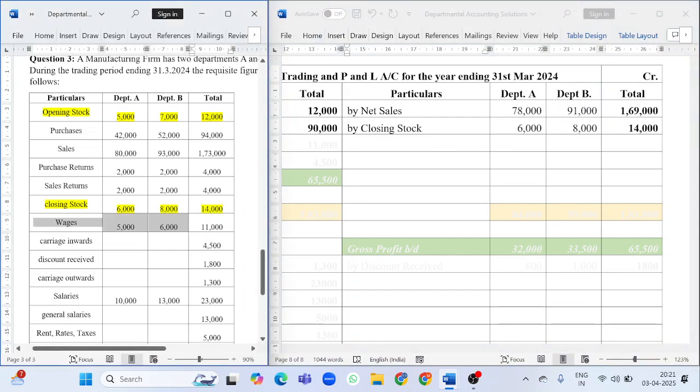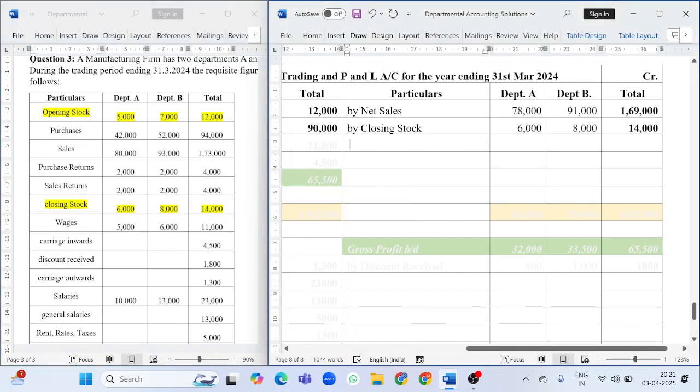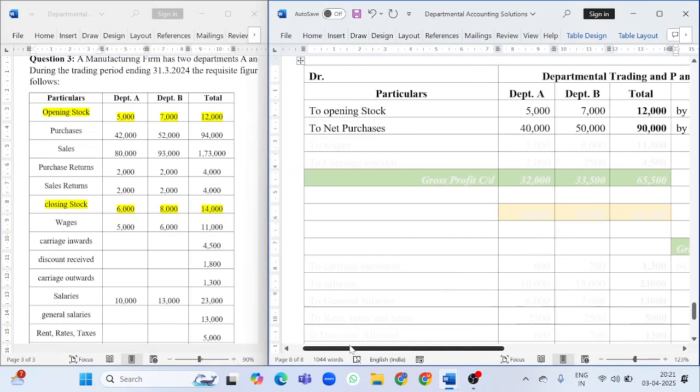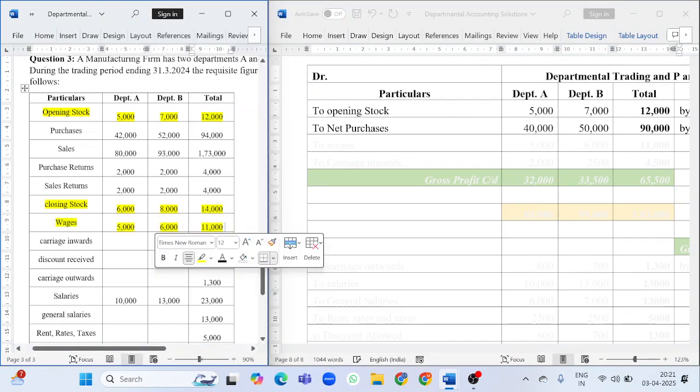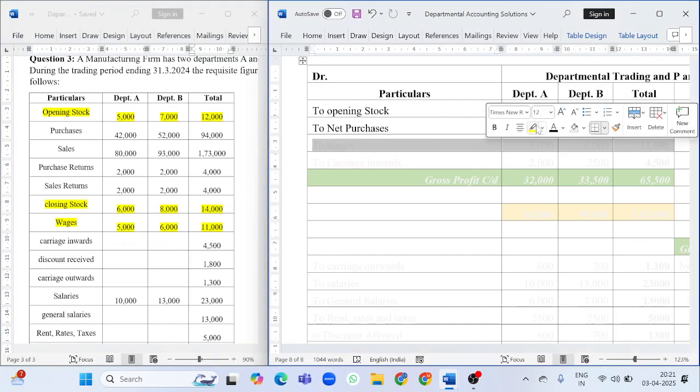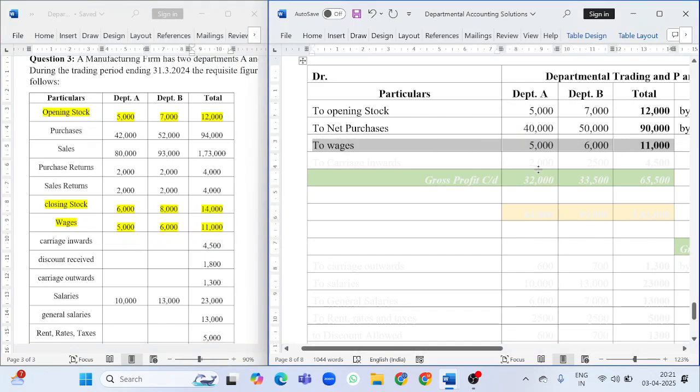Next they have given wages. Wages is an expense, so we will be accounting wages in the debit side. For wages they have given department A 5,000, department B 6,000 and total 11,000. The same thing I will be showing in our departmental trading account also.